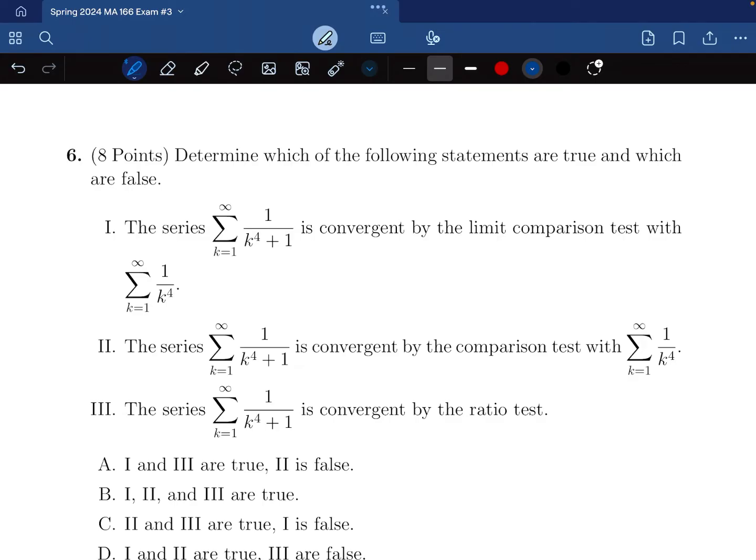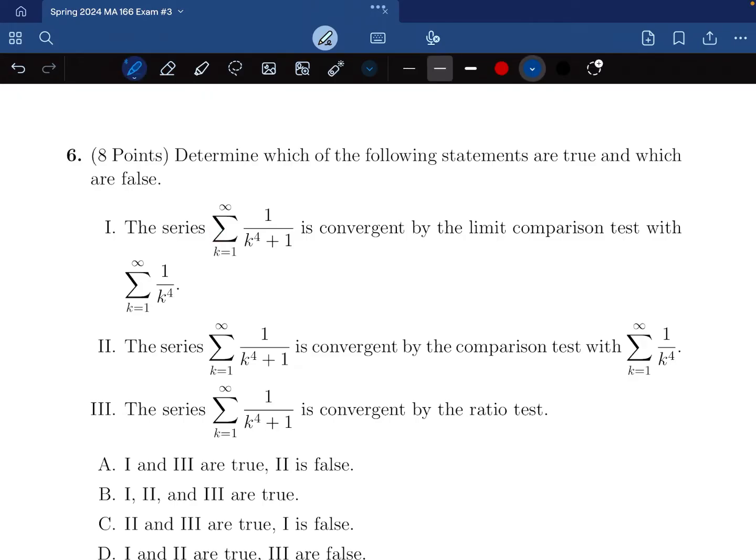Statement 2 says the series 1 over k to the power of 4 plus 1 is convergent by the comparison test with 1 over k to the power of 4. And statement 3 says the series 1 over k to the power of 4 plus 1 is convergent by the ratio test. Okay, so basically we have 3 different series tests, and we want to see which ones can be used to show that this series over here is convergent.